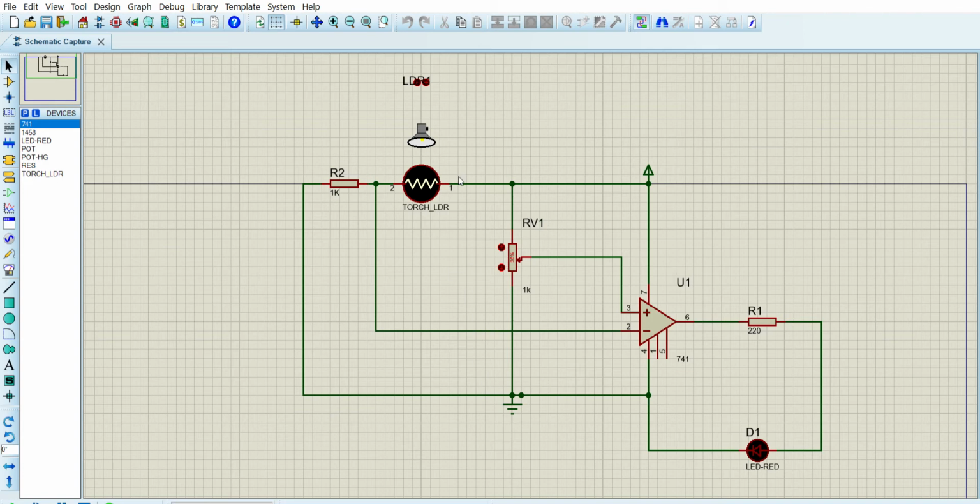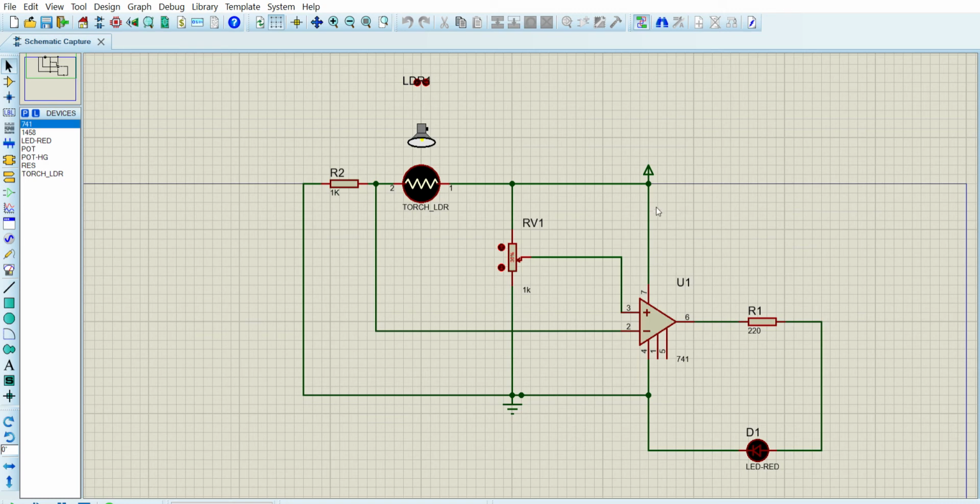Pin number 1 of LDR is connected to positive power supply. Pin number 2 of LDR is connected to 1 kilo ohm resistor, which is then connected to ground. Pin number 1 and 3 of potentiometer are connected to positive power supply and ground. Pin number 2 of potentiometer is connected to pin number 3 of op-amp. Pin number 2 of op-amp is then connected to pin number 2 of LDR.